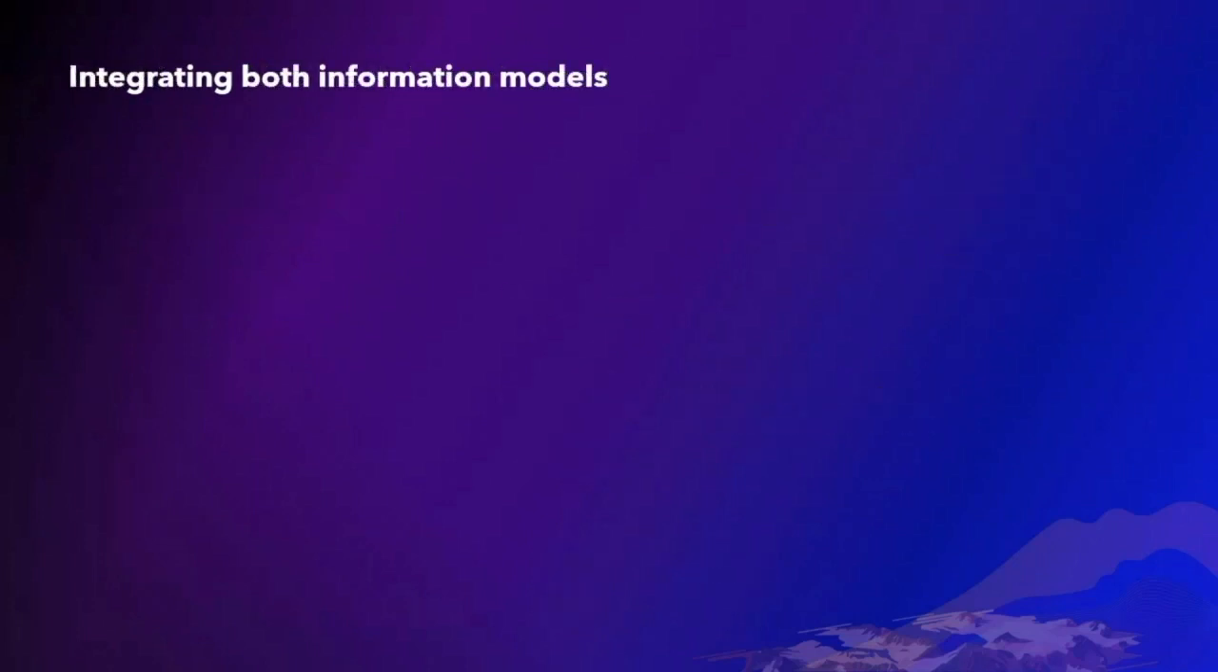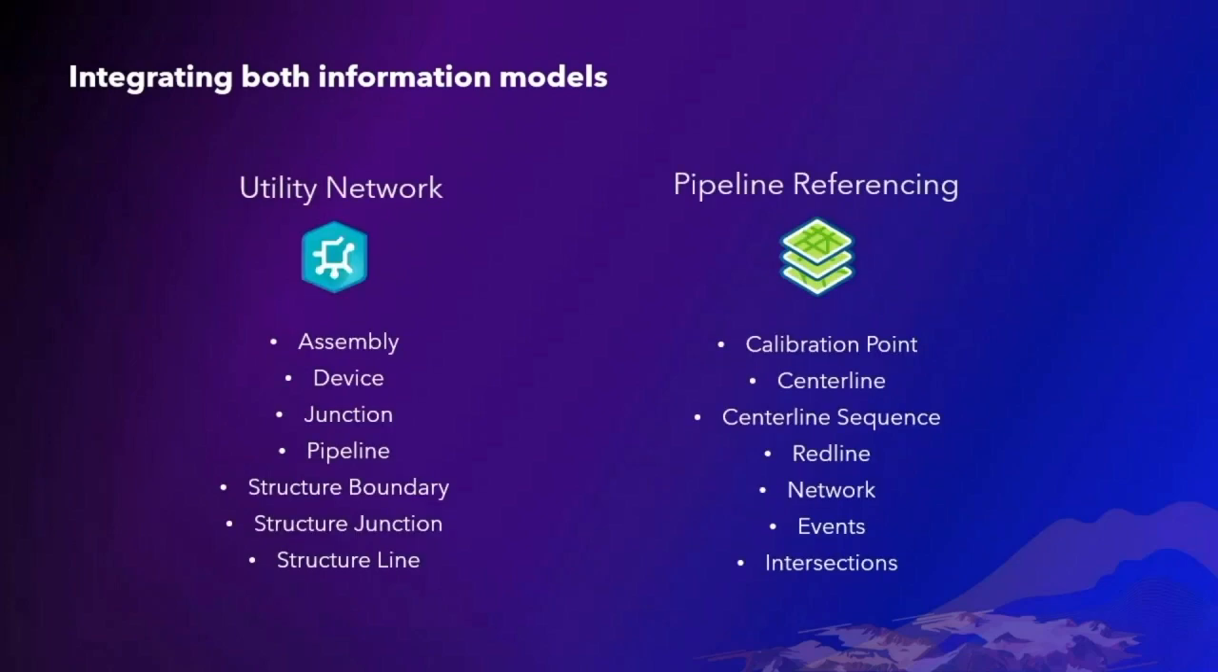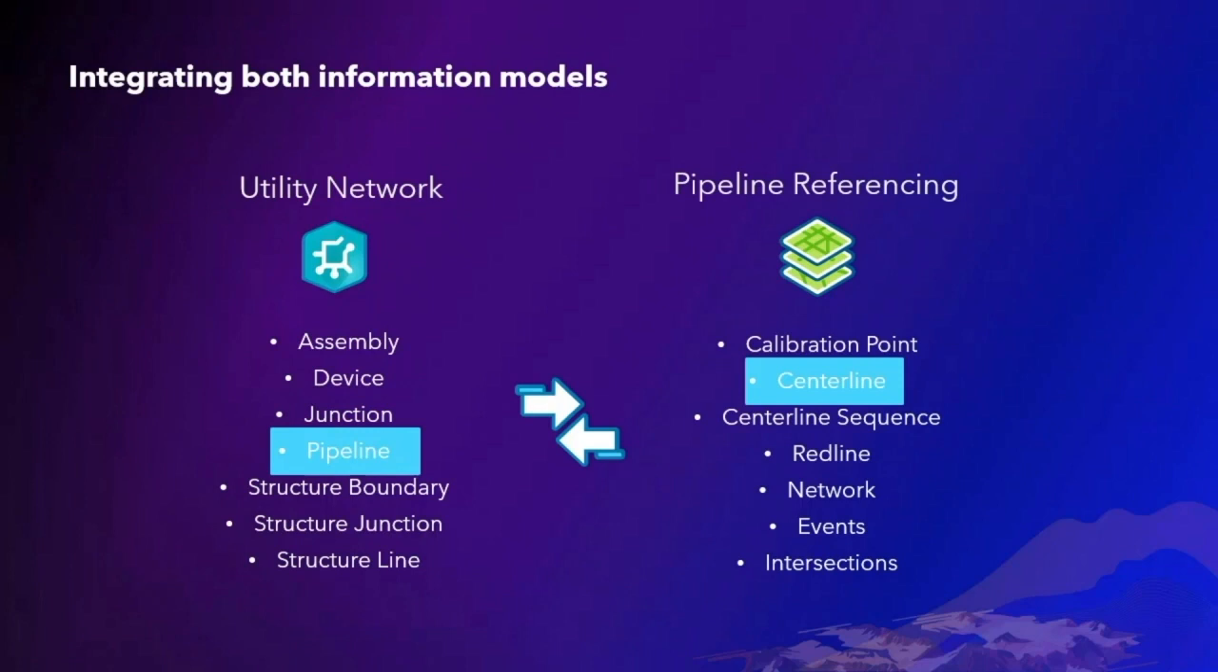While the utility network and pipeline referencing have different information models, there is a common integration point for the two models when they're used side by side. The pipeline feature class in the utility network and the centerline feature class in pipeline referencing both model the geometry of a pipe. If you want to integrate and deploy pipeline referencing and the utility network together in a single geodatabase, such as UPDM, you would model that single feature class that would serve as both the pipeline referencing centerline and the utility network pipeline, removing any redundancy or duplication of this geometry data for the pipes.